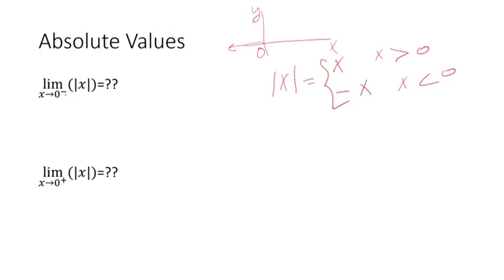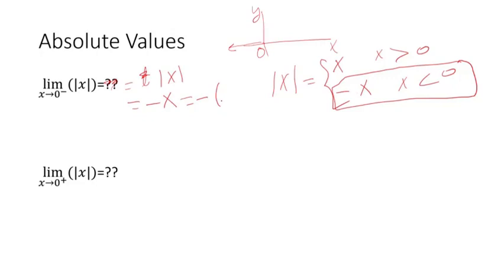So 0 minus means this here. That means x is more negative. So I can write the limit of the absolute value of x, and I can get rid of the absolute value. Basically it's negative x. Then I'm just going to replace x with 0. So minus 0 is just 0.